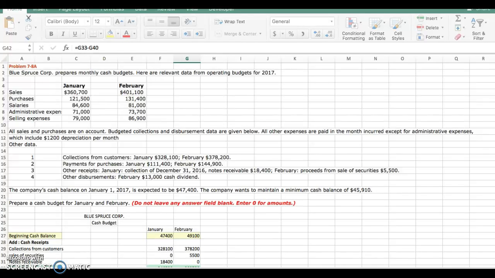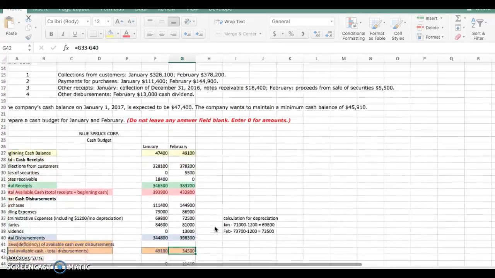Hey guys, so I have homework number 2, problem 7-8A, and we're going to be preparing a monthly cash budget for January and February. As you can see, we have all of our information here. We'll be using all of this information to plug into our cash budget here.